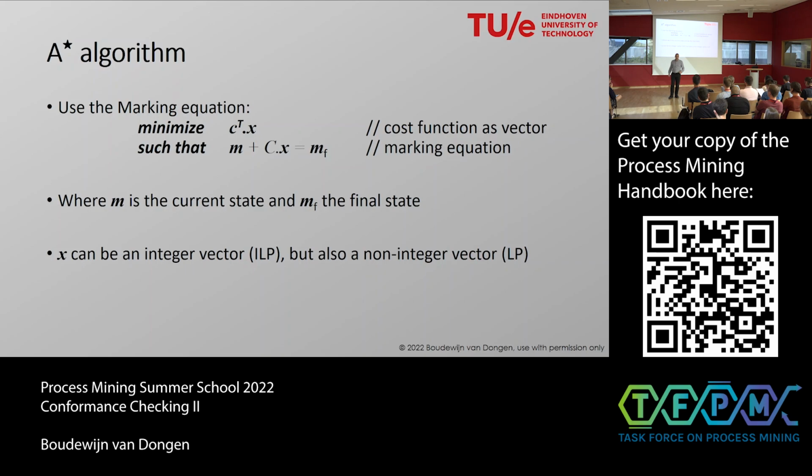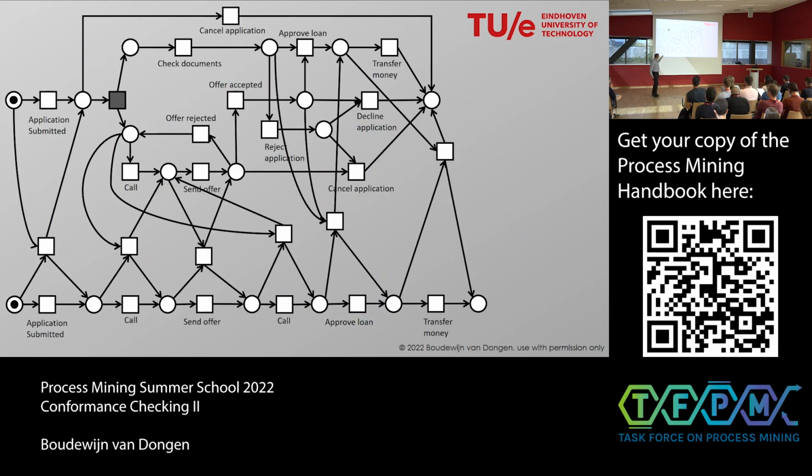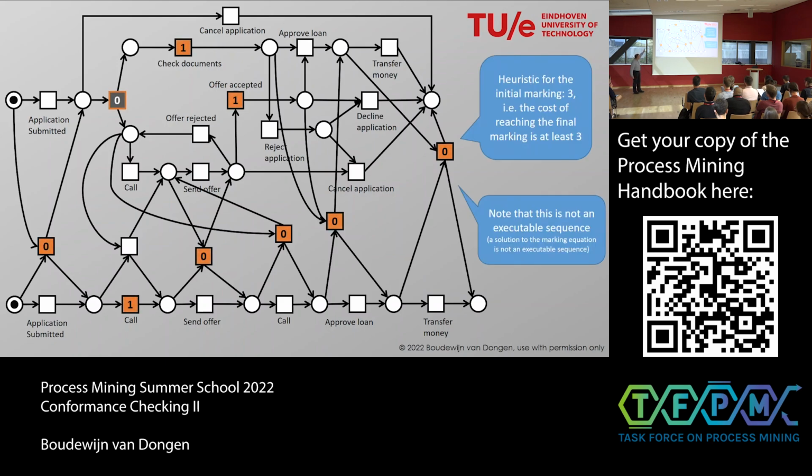And the beauty is that if we look at this, suppose I'm in this initial marking and I want to go to the final marking. Then we already know, this is the example we saw before, that the cost is 3 to reach this final marking. But if I solve this linear equation system, I get this solution.